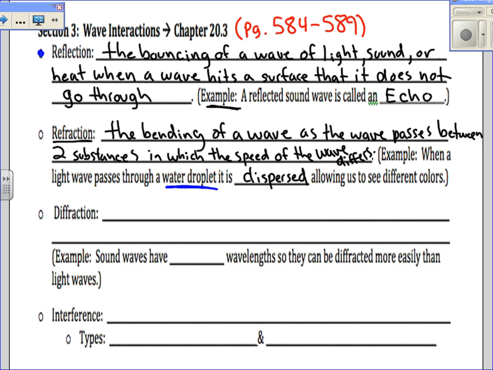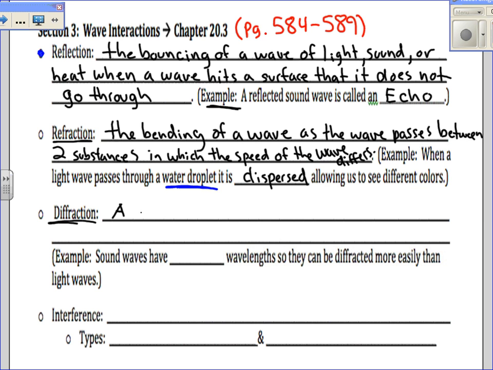Now, just to talk about that a little bit, it basically separates the colors, and in this case, it is based upon the wavelength. So it's dispersed, allowing us to see different colors. Now, a light wave will change its angle as it passes through something like water as well, and it'll have a certain refractive index. So light will be bent if you shine something like a flashlight down into water. It will bend.